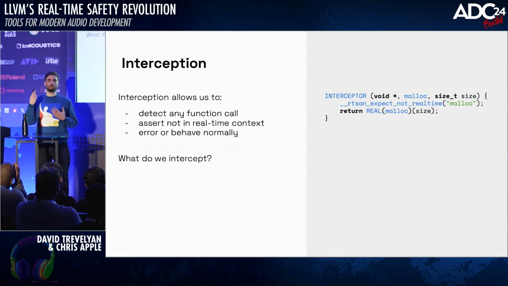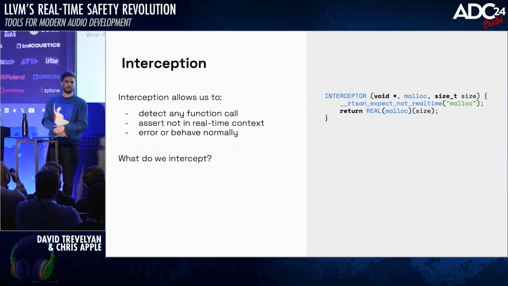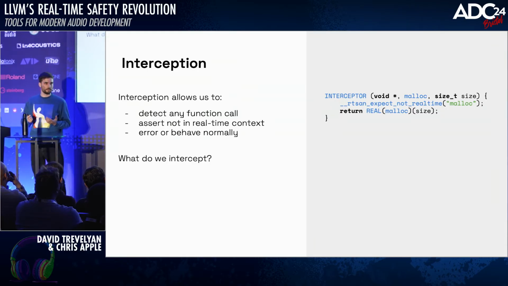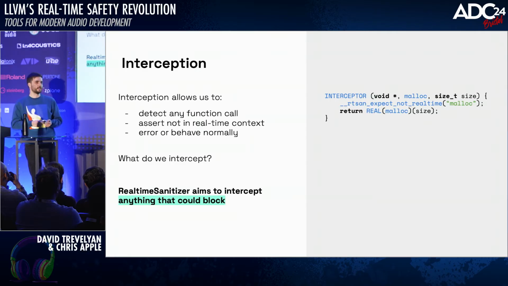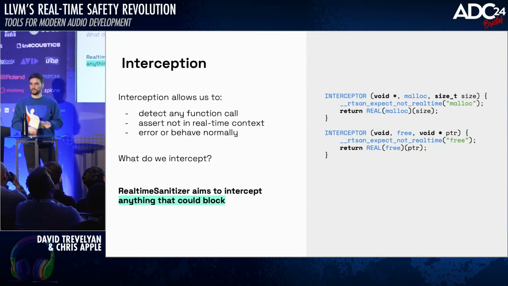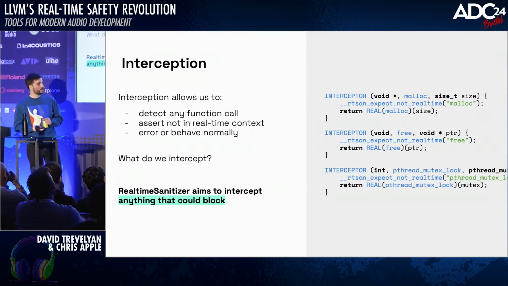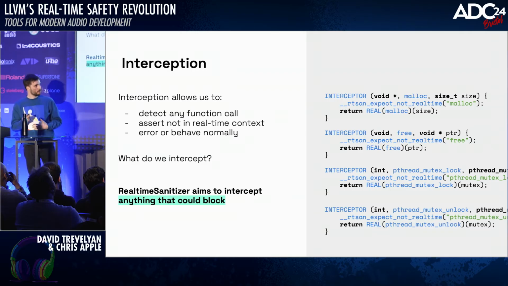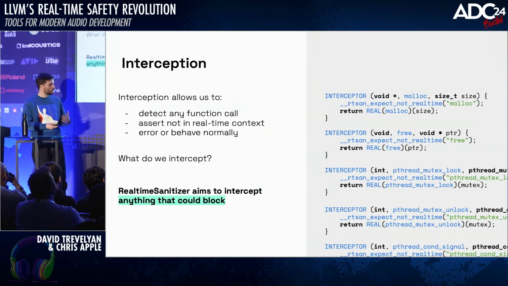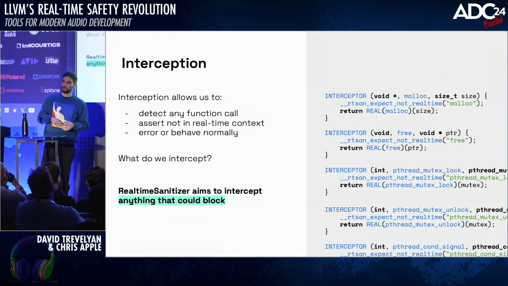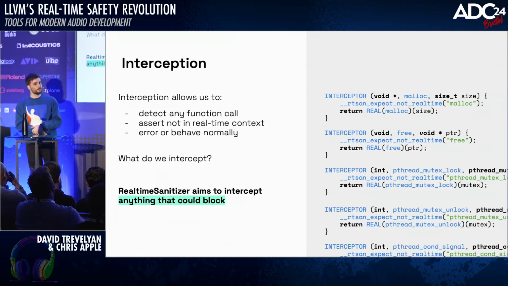It's going to come as no surprise to you that because Real-Time Sanitizer is concerned with non-blocking algorithms, Real-Time Sanitizer aims to intercept anything that could block. So not just memory allocation, memory deallocation. We intercept that as well. We care about locking mutexes, unlocking mutexes, signaling to threads, waking them up if they're waiting on a condition variable, and so on.